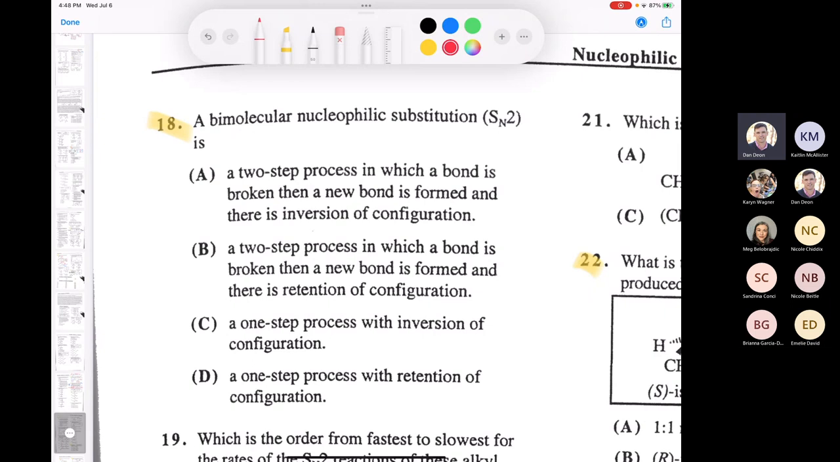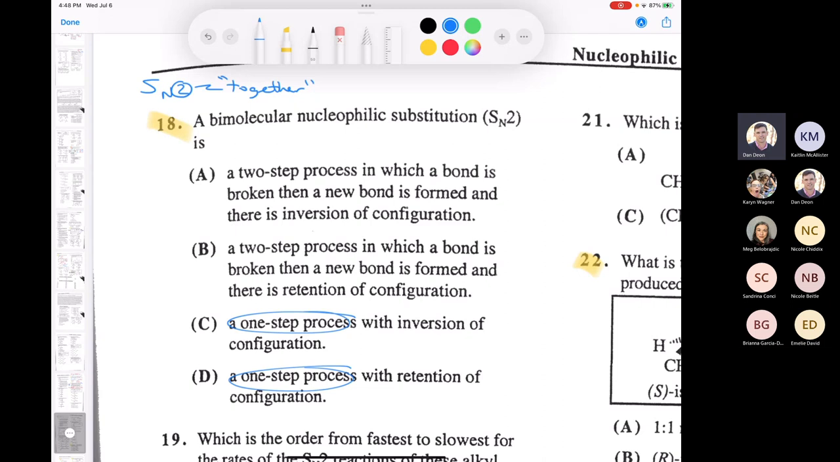First thing you'd want to know, is it a one-step or a two-step, an SN2? Yeah, the answer is C, isn't it, right? Remember that I always say it's SN together, okay? I learned this from one of my former classmates. So that means simultaneously. So that means it's a one-step process.